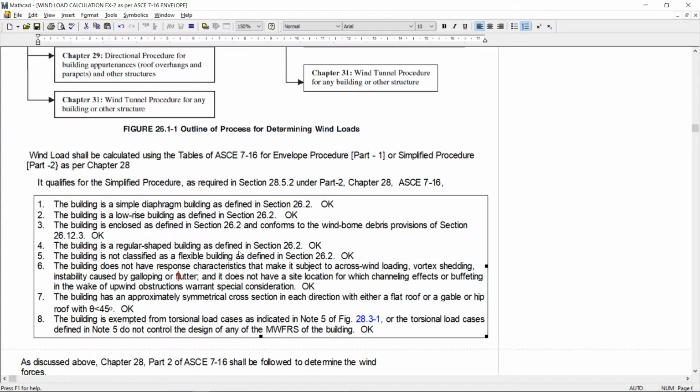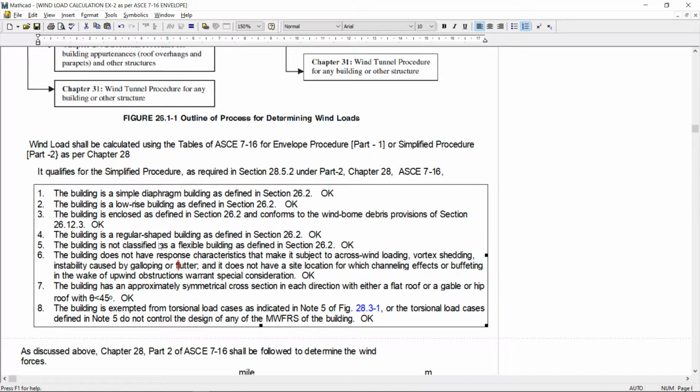The building is a regular shaped building as defined in section 26.2. Yes. The building is not classified as a flexible building as defined in 26.2. Yes, it is not flexible. It is said to treat this as a rigid building. The building does not have response characteristics that make it subject to crosswind loading, vortex shedding, instability caused by galloping or flutter. It does not have a site location for which channeling effects or buffeting in the wake of upwind obstruction warrant special consideration. So this is also true. It meets all these requirements.